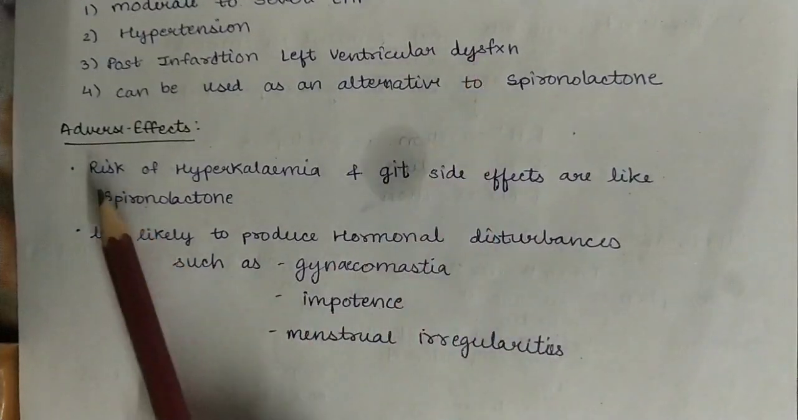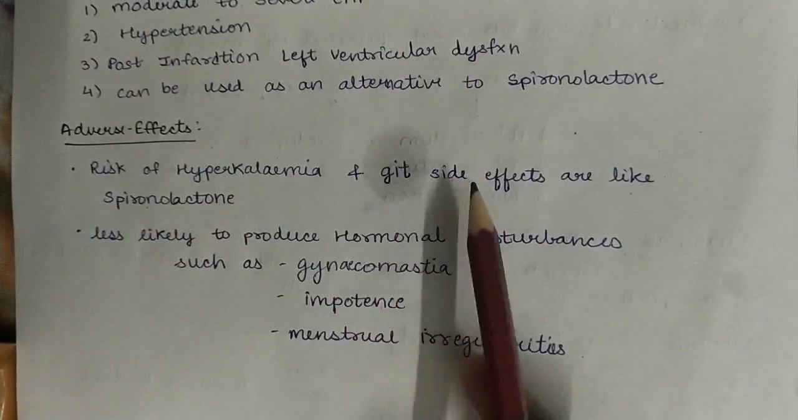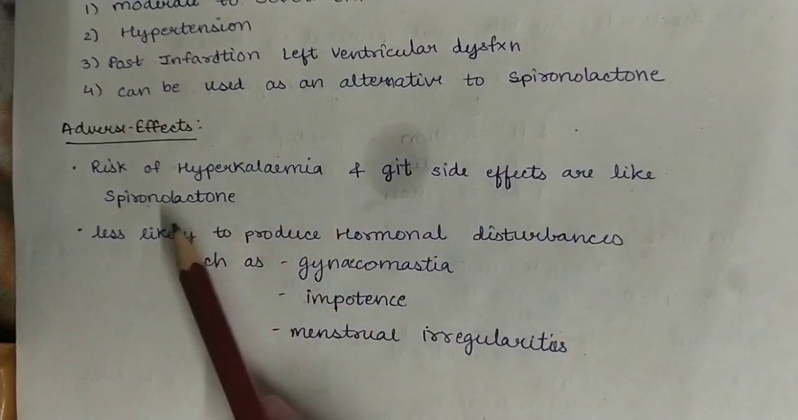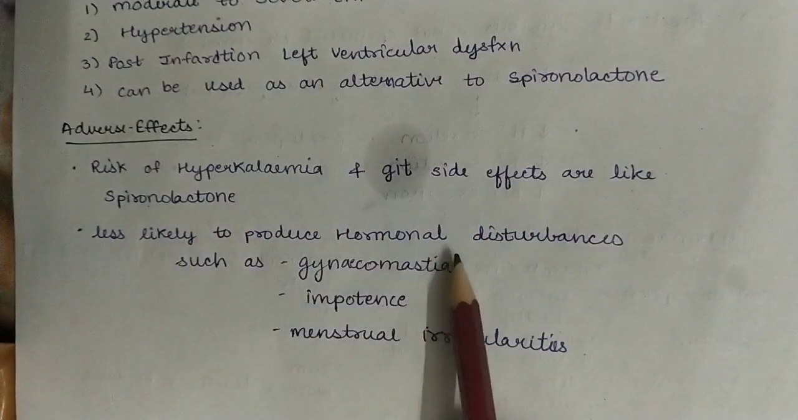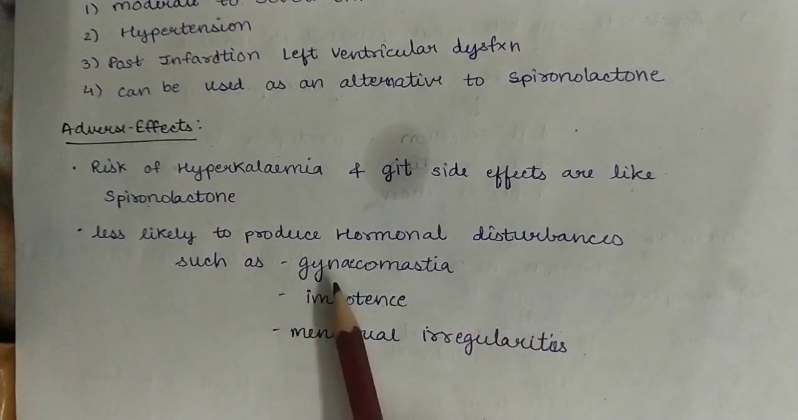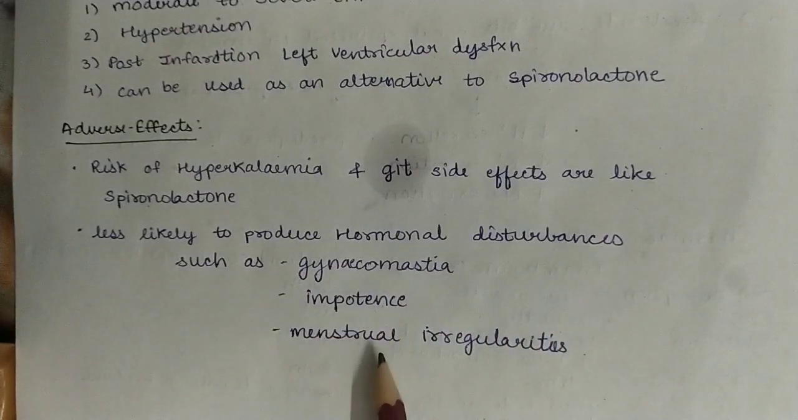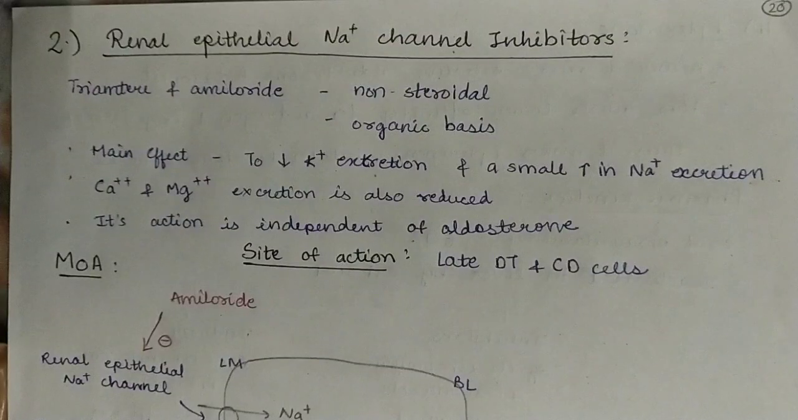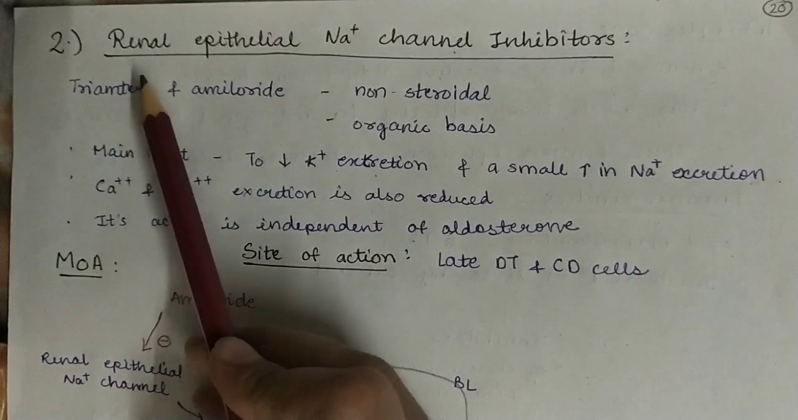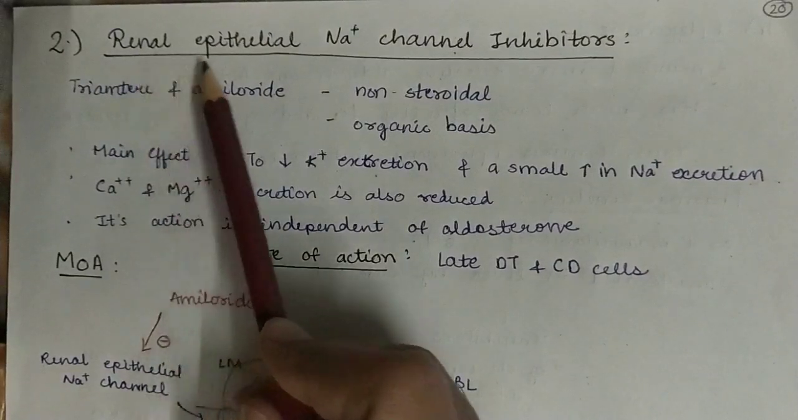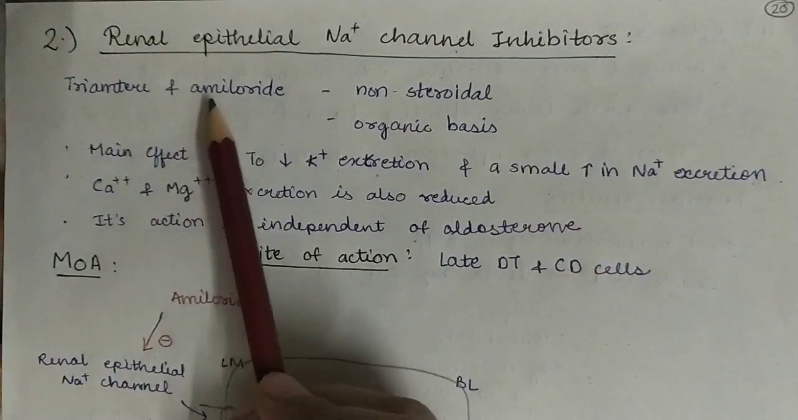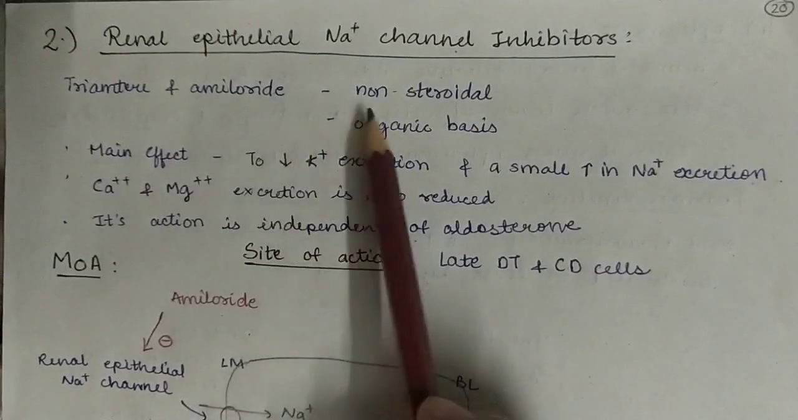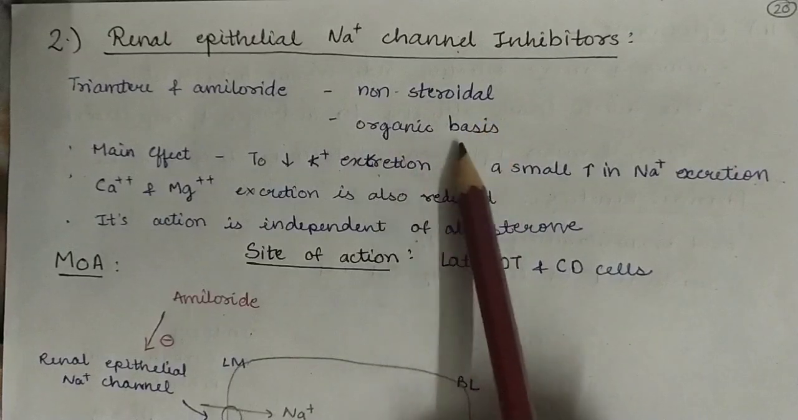The adverse effects are risk of hyperkalemia and GIT side effects like spironolactone, but less likely to produce the hormonal disturbances such as gynecomastia, impotence or menstrual irregularities. After aldosterone antagonists, we have the next potassium sparing diuretics, that are renal epithelial sodium channel inhibitors. Triamterene and amiloride are the drugs. They are non-steroidal with an organic basis.